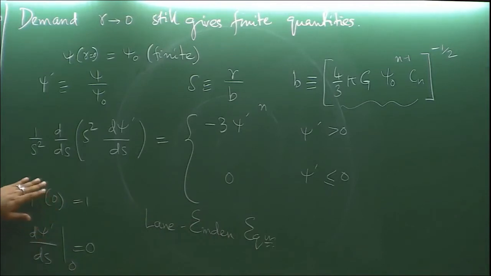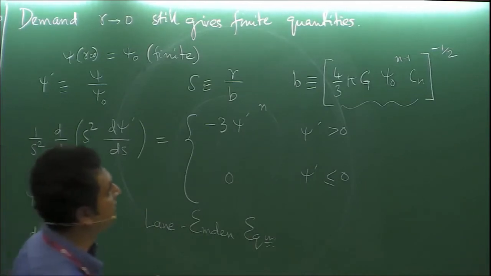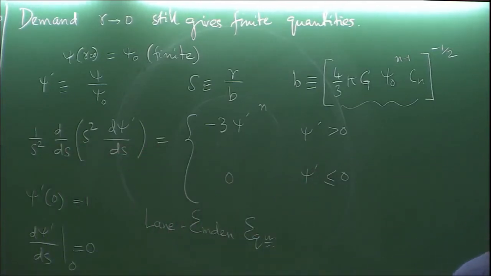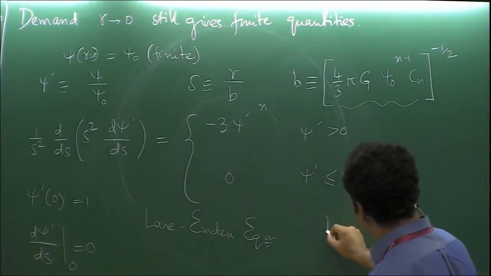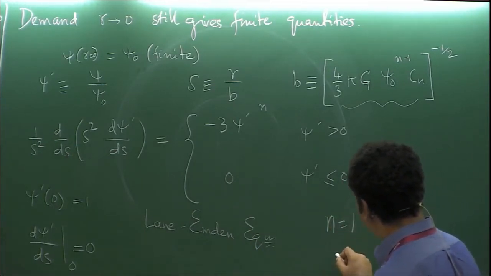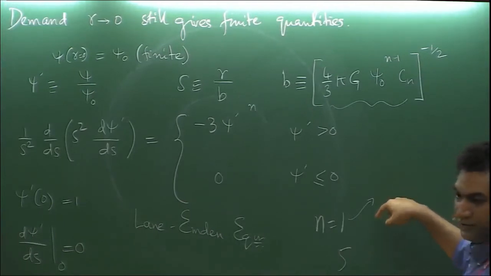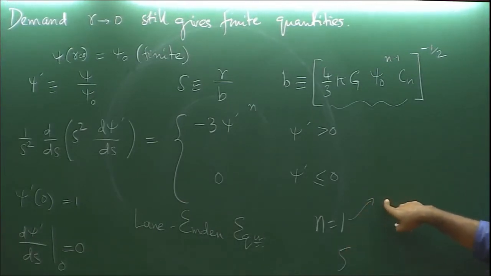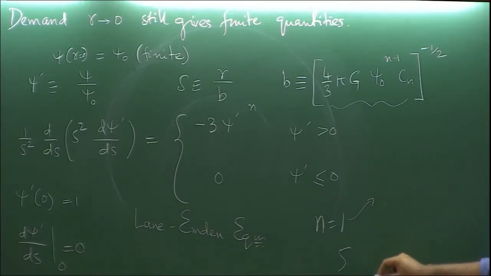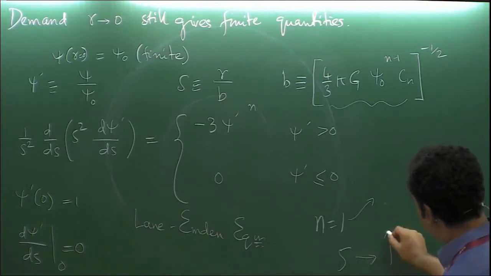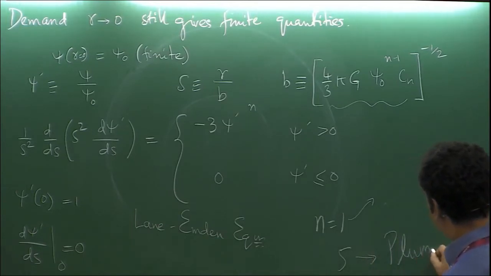So this equation actually has no analytical solution for general n. But there are two particular cases where it is analytically solvable. That's for n equals 1 and n equals 5. This one is a wave equation, the Helmholtz wave equation. We're not going to worry about that here. And this one leads to a Plummer sphere.